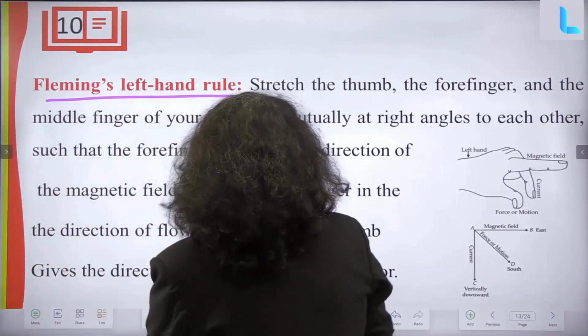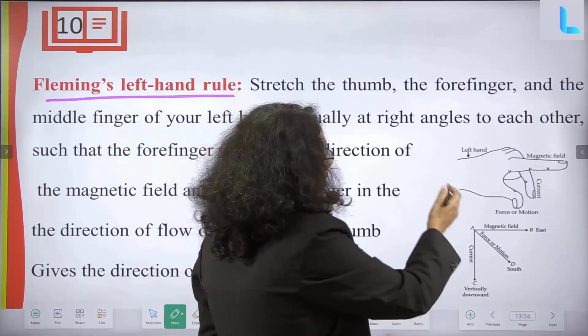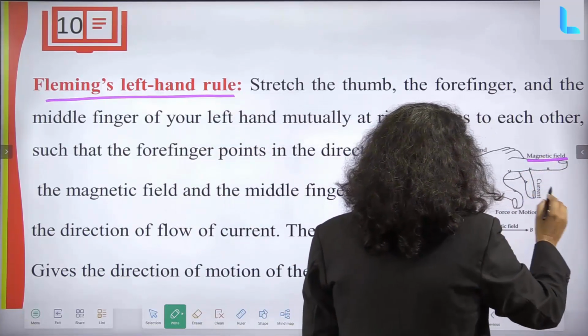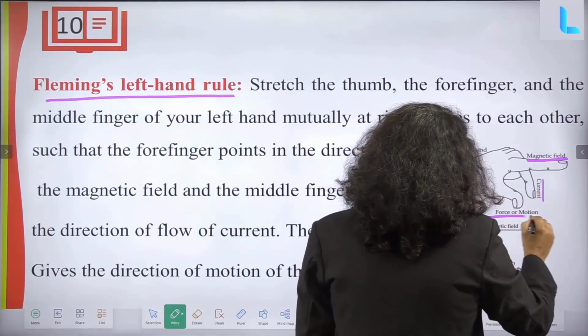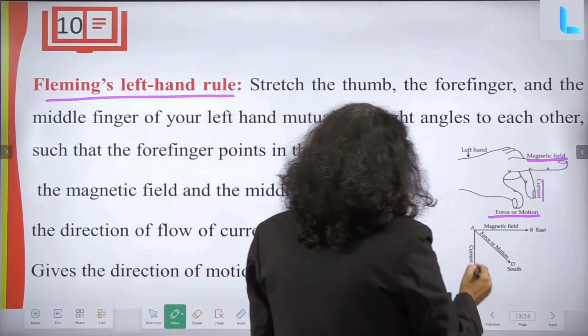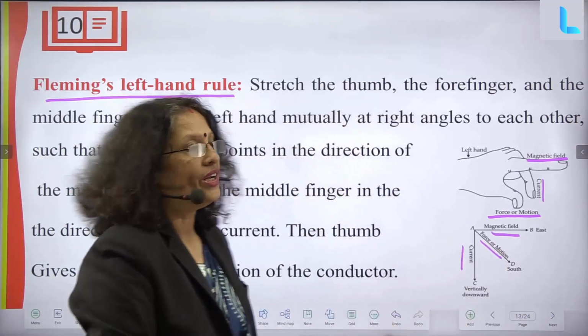Fleming's left hand rule is shown here. See here, this is the left hand. The pointer finger is indicating the magnetic field, the middle finger is indicating the current, and the thumb is indicating force or motion. Like this, the current, force or motion, and magnetic field can be indicated.